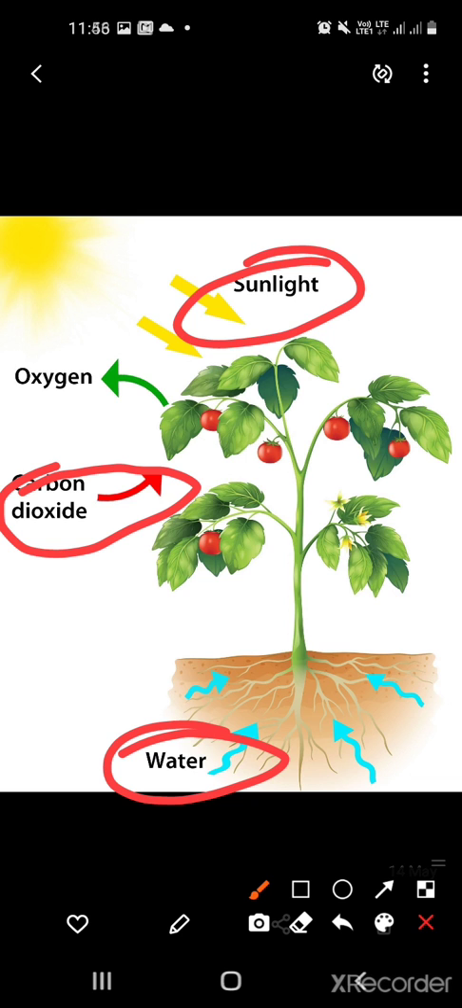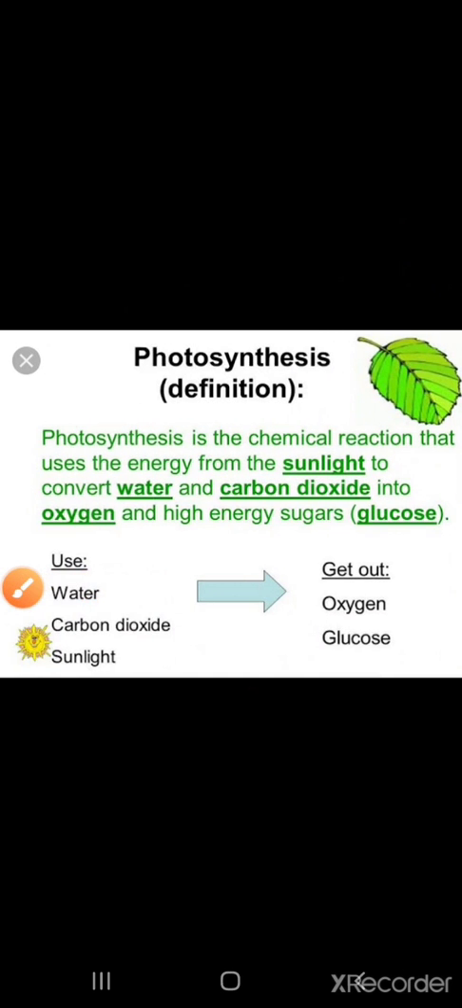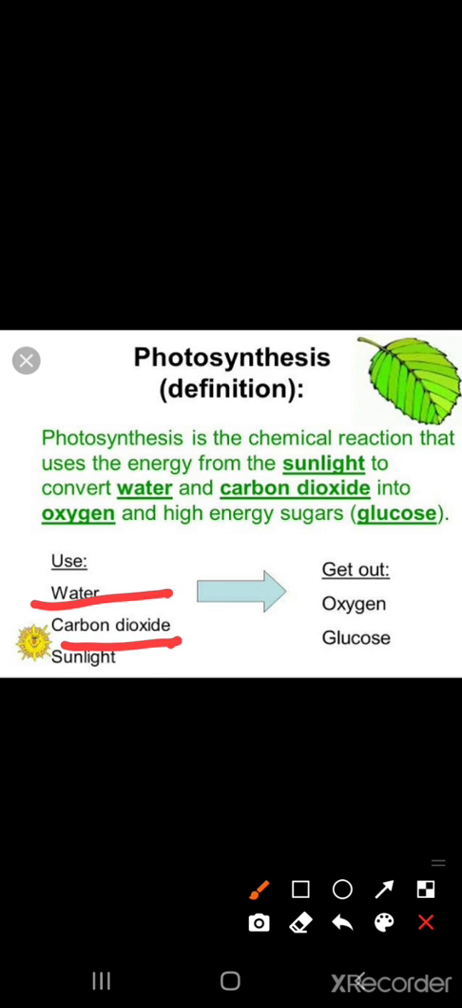Okay, so here is the definition of photosynthesis. Photosynthesis is a chemical reaction, or we can say a process, that uses the energy from sunlight to convert water and carbon dioxide into oxygen and high energy sugar, that is glucose. So during photosynthesis, the leaf uses water, carbon dioxide and sunlight and converts them into oxygen and glucose. We get oxygen from the plants, which is very essential for us. And glucose also.